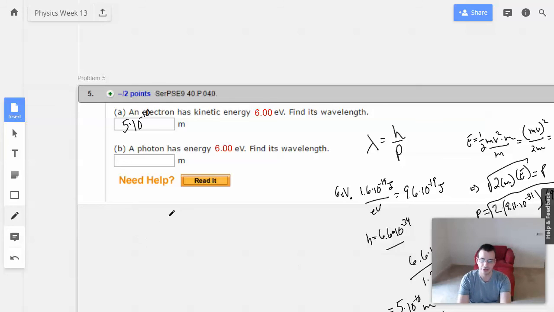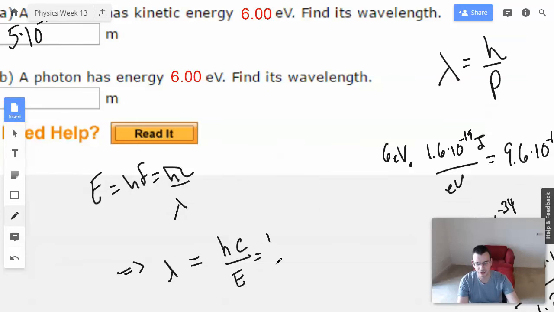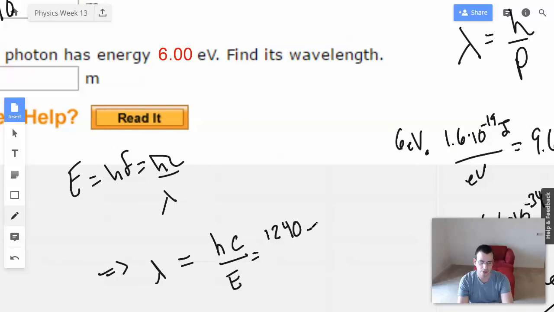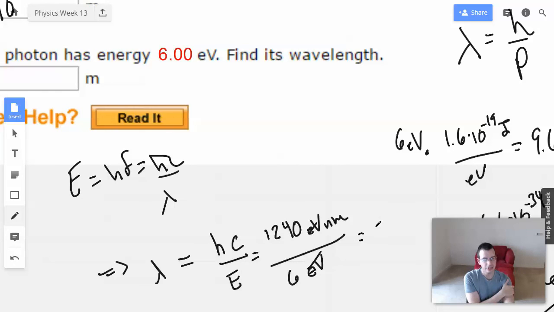All right, a photon. Then we go back to E equals hf, which equals hc over lambda, which therefore means lambda equals hc, Planck's constant times speed of light, divided by energy. That is 1240 electron volt nanometers, which I have memorized, divided by 6 electron volts. I can do this in my head. 1200 divided by 6 is 200, and 40 divided by 6 is 6 and 2 thirds, because 6 times 7 is 42.